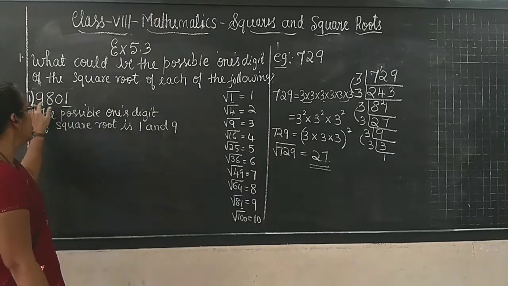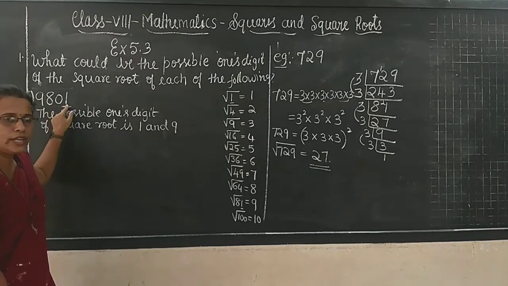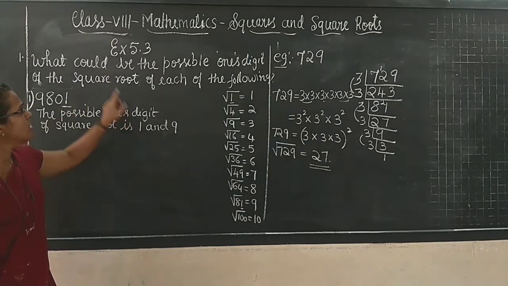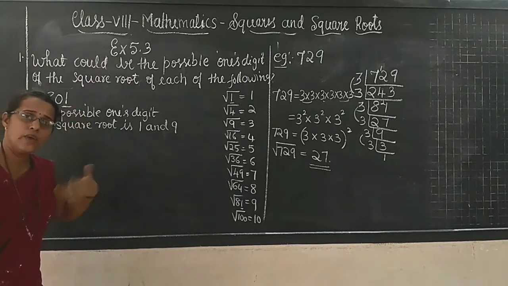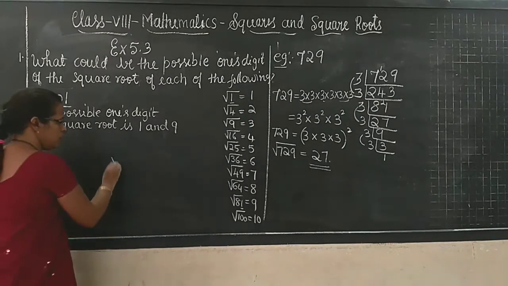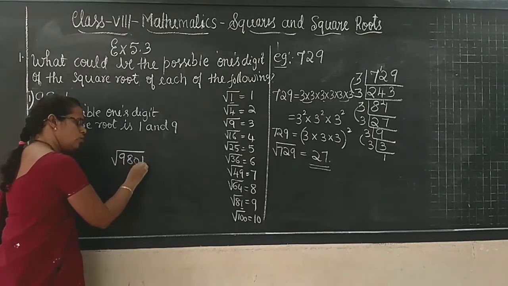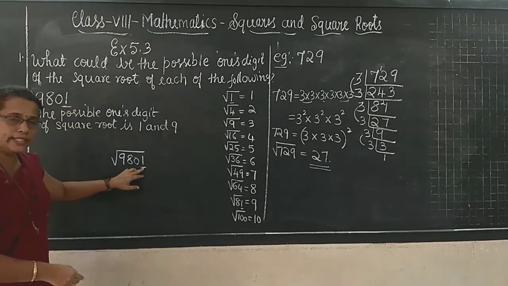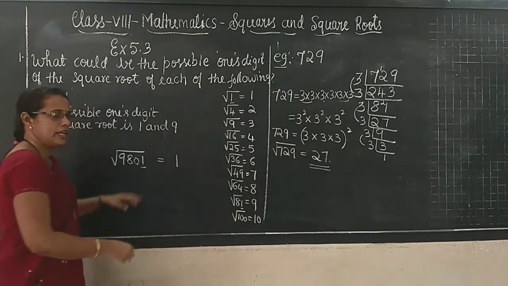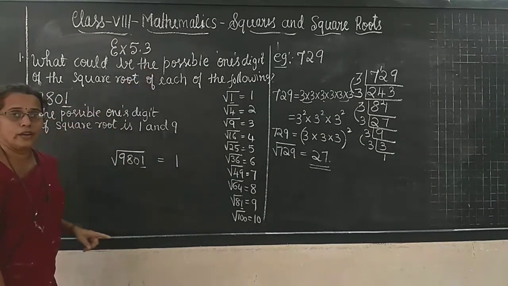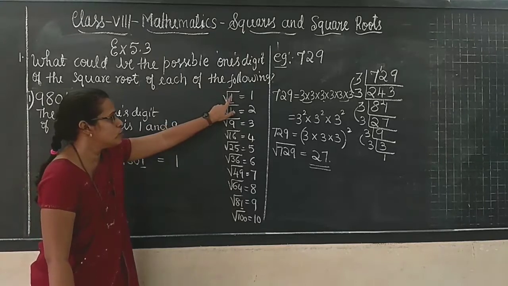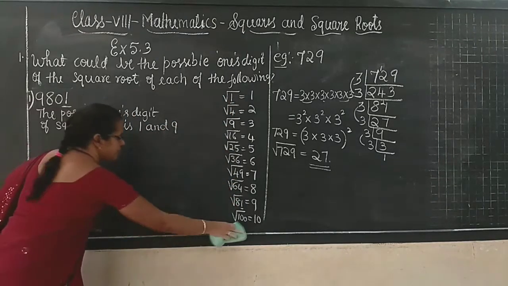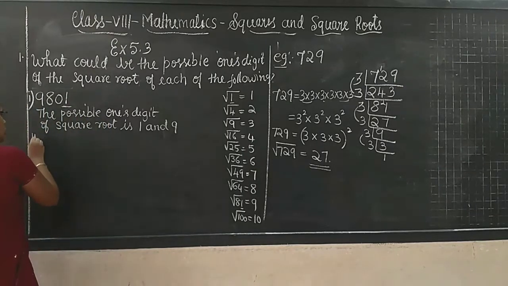Actually, the square root of 9801 ends with 1, children. So its square root and the number both end with 1. But they asked for possible values, so we have to write the other values also. Actually, if you see 9801, it has 1 as the unit digit. Its square root ends with 1 only. But they asked possible values, meaning all possible values which end with 1. All of them you have to write, children. Is it okay?